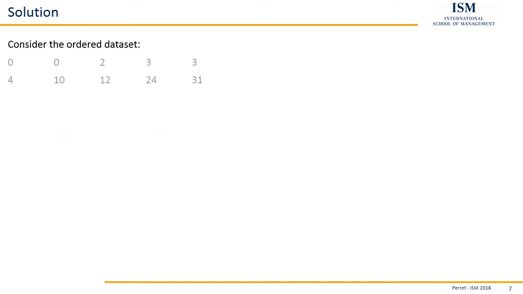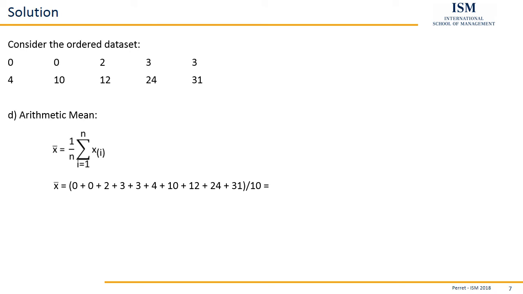Having concluded the exercise on the median, we can carry on with the arithmetic mean. And for this, we again consider the ordered data set, because the easiest version for the arithmetic mean is just by adding up all the data points and dividing them by the number of observations. So here we would add up all the numbers and divide them by 10, the number of observations, leading us to a result of 8.9 for the arithmetic mean.